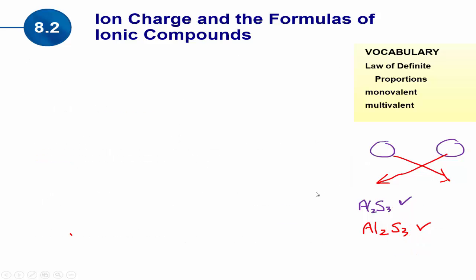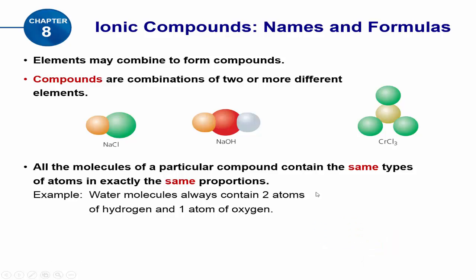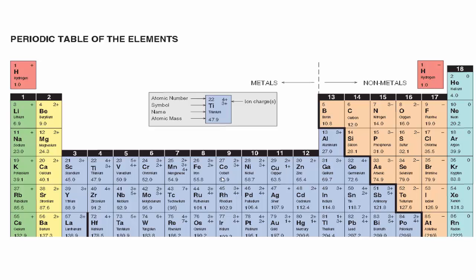Let's go back to that periodic table we had a while ago. There we go. Notice all these transition metals. Nickel can be 2 plus or 3 plus. Copper can be 2 plus or 1 plus.